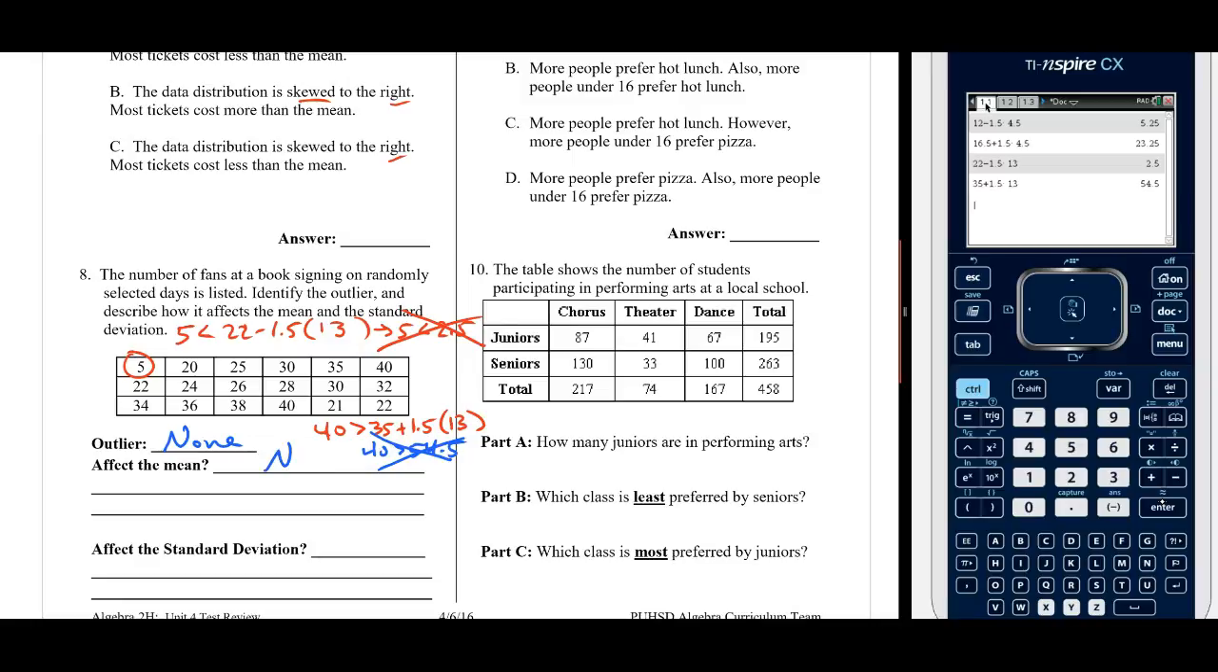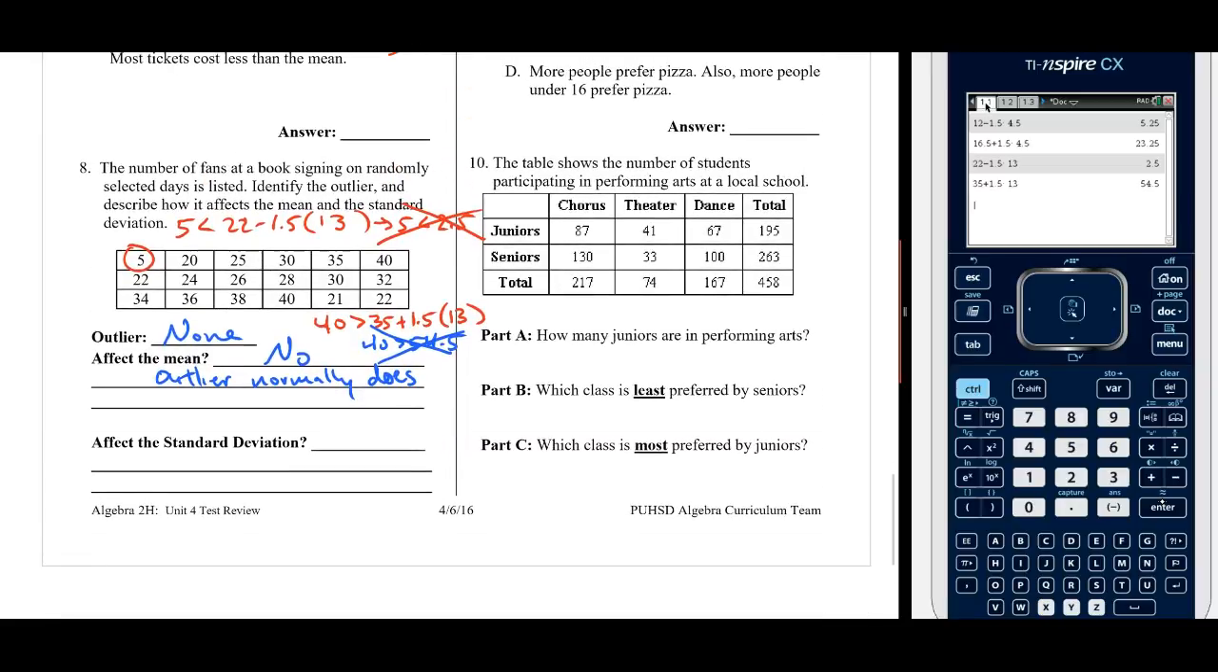Does it affect the mean? No. In general, the outlier does affect the mean. And does it affect the standard deviation? Yeah, the standard deviation is the spread. It's how far apart the data is. And so if you have an outlier, it's spreading the data apart more. So yes, it does affect it.